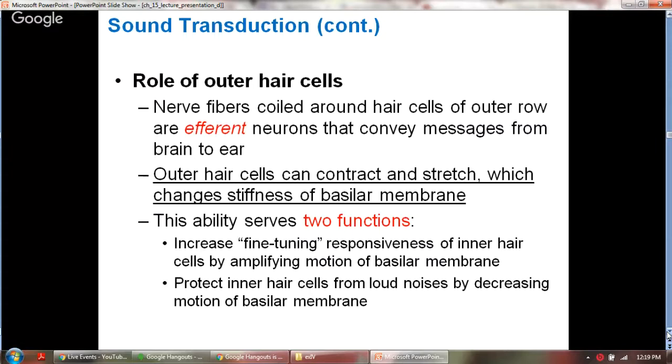The role of the outer hair cells: the nerve fibers coiled around the hair cells of the outer row are efferent neurons, which convey the message from the brain to the ear. The outer hair cells can contract and stretch, which changes the stiffness of the basilar membrane. This ability serves two functions: it increases the fine-tuning responsiveness of the inner hair cells by amplifying motion of the basilar membrane, and it can protect the inner hair cells from loud noises by decreasing the motion of the basilar membrane as well.